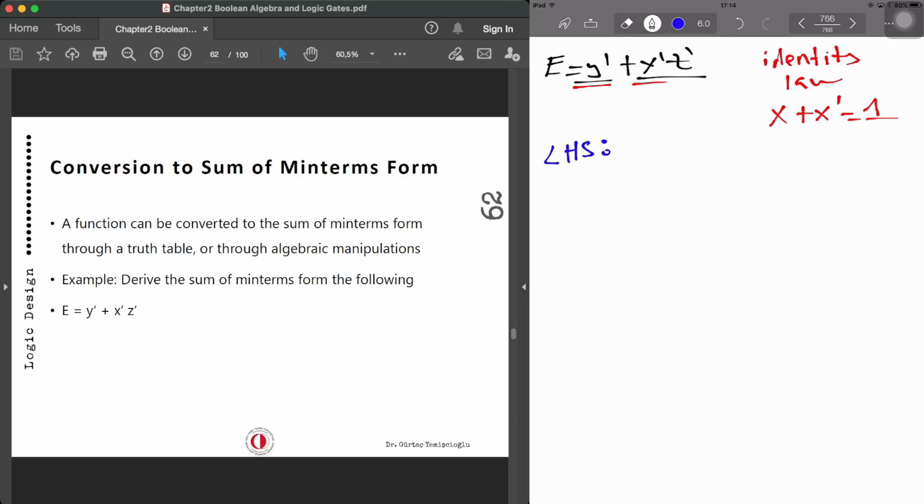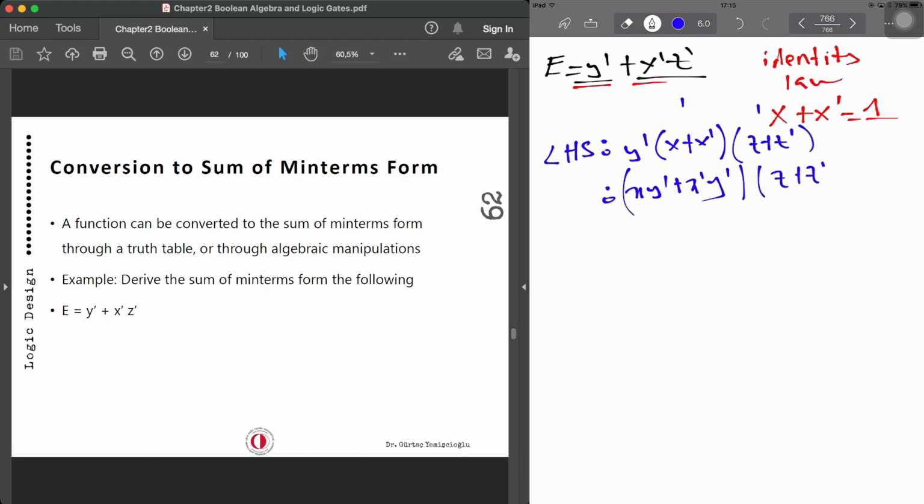We have got y prime, and what are we missing? X and z. So x plus x prime that we are going to include, and z plus z prime. This is like 1.1, right? So we can include those in. And if we do that, this is going to be like multiplying these out. Okay? So this is going to be x y prime, or x prime y prime. And then that will be multiplied with z plus z prime.